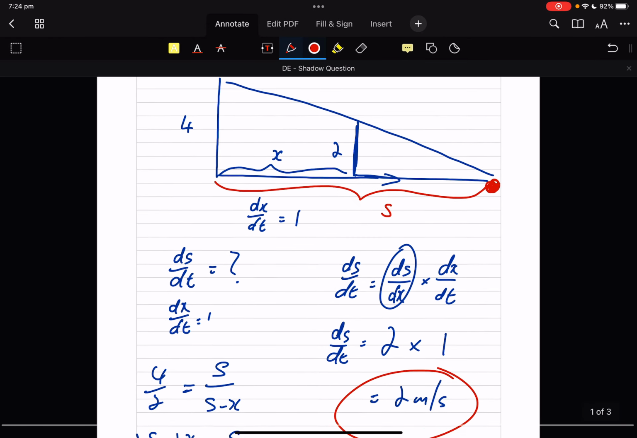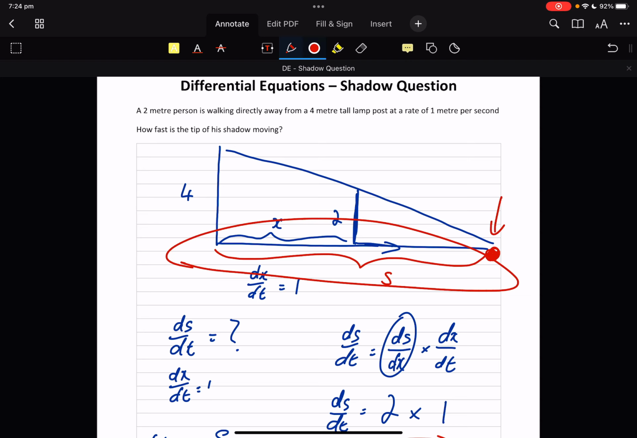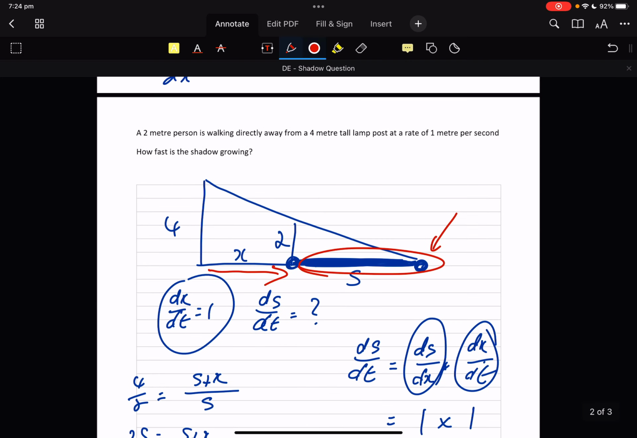Anyway, be careful in the shadow question. You've got to understand whether you're looking at the length, the tip of the shadow moving over ground where S is connected to the lamppost, or whether the question is about the length of the shadow where the shadow's between the foot of the person and the tip of the shadow. So just be careful.